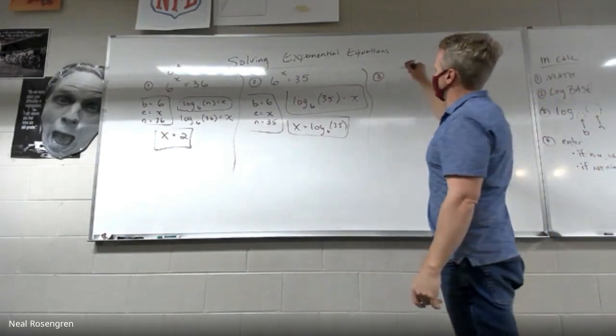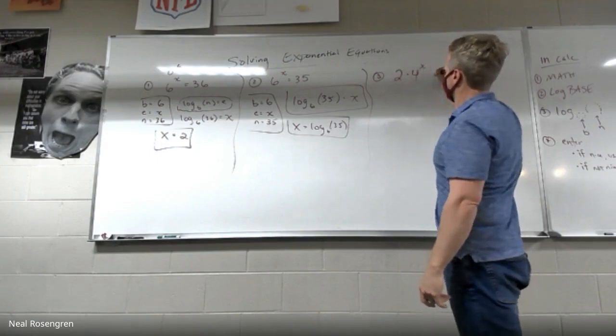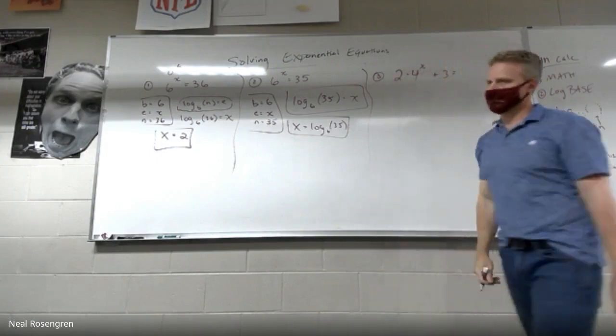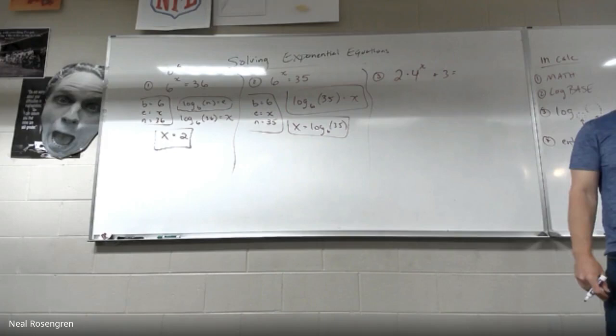I don't know, let's do one more. 2 times 4 to the x plus 3 equals, CJ, give me an odd number. Make it like more than 7.